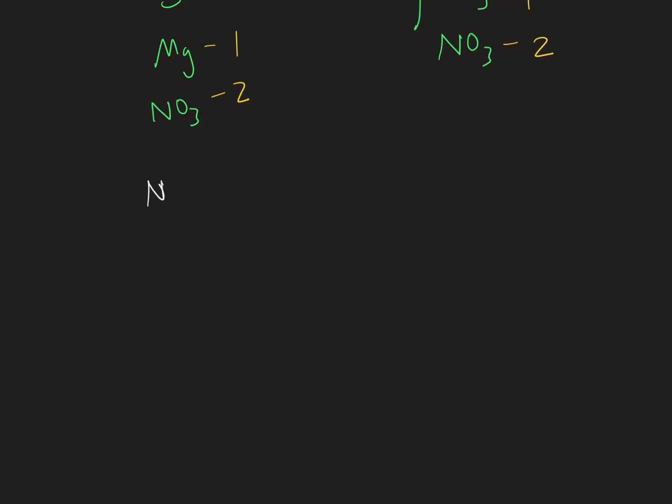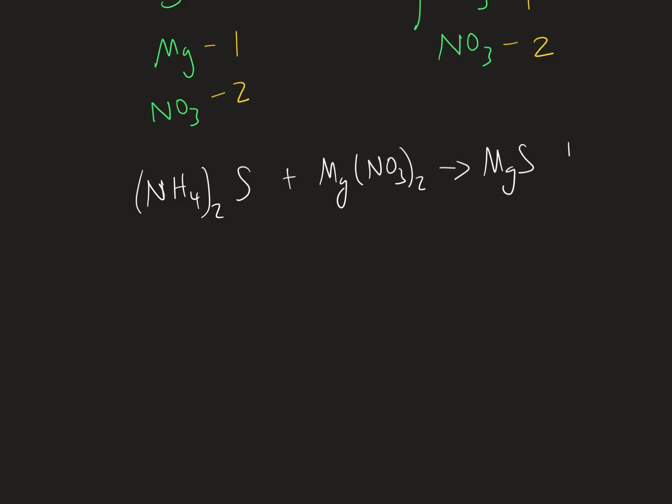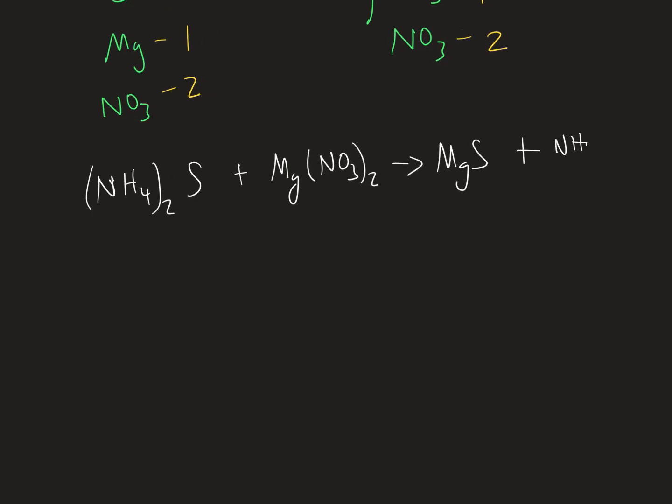So we have (NH4)2S plus Mg(NO3)2 breaks down into MgS plus NH4NO3. We got N, H, S, Mg, and O. It's only really one other thing we have to count. Not too different.